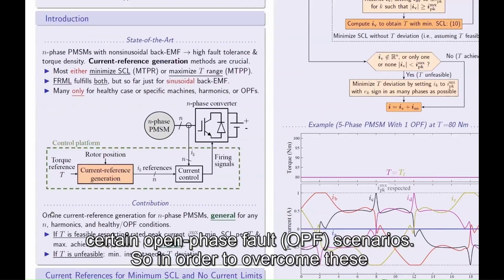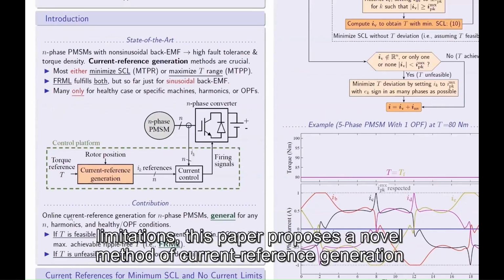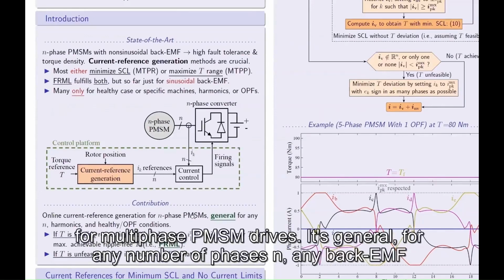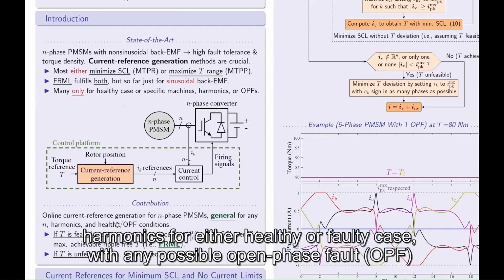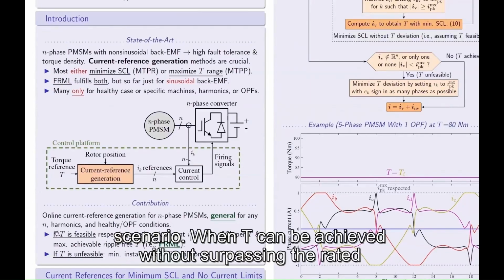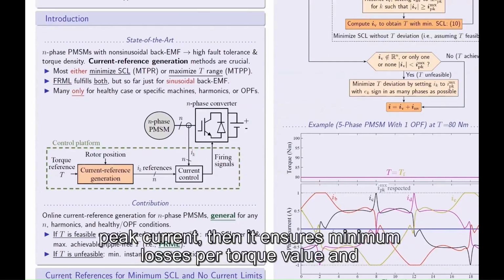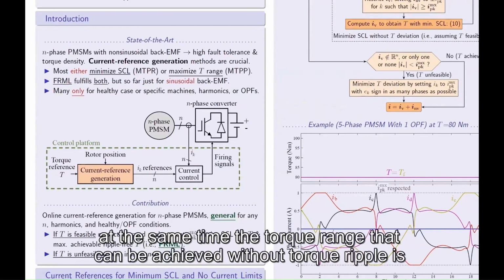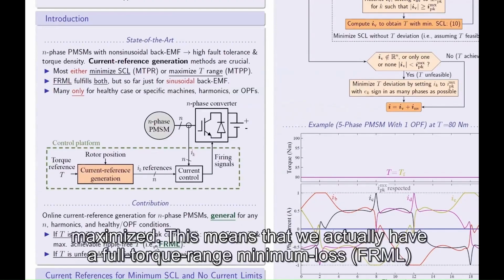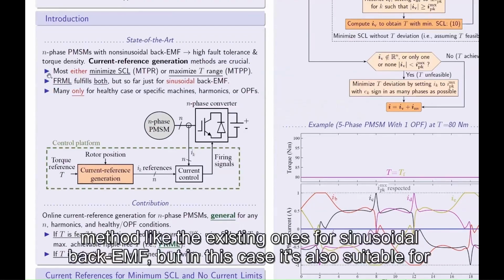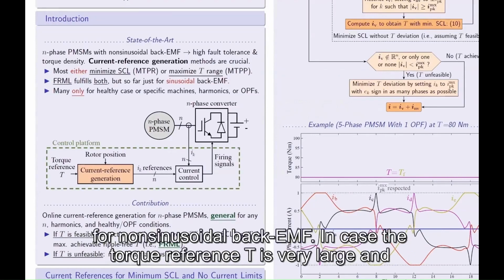So in order to overcome these limitations, this paper proposes a novel method of current reference generation for multi-phase PMSMs that is general for any number of phases, any back EMF harmonics, and for either healthy or faulty case with any possible open phase fault scenario. When the torque can be achieved without surpassing the rated peak current, it ensures minimum losses per torque value. At the same time, the torque range that can be achieved without torque ripple is maximized. So this means that we have a full torque range minimal loss method, like the existing ones for sinusoidal back EMF, but in this case, it is also suitable for non-sinusoidal back EMF.